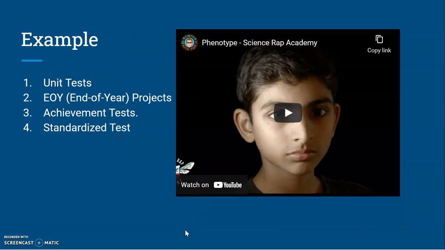So, a couple of examples that would be considered summative assessments would be unit tests, end of year projects, achievement tests, or even standardized tests like the ACT or the SAT.